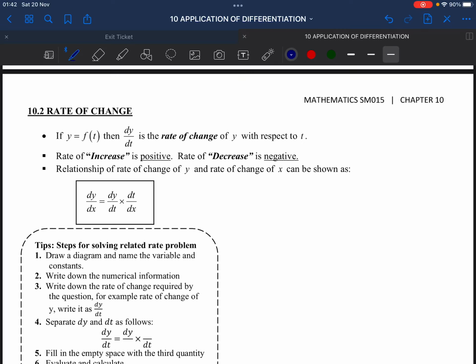Okay, now we are in the last part of chapter 10, which is finding a rate of change. So what is a rate of change? Let's say the question asks for the rate of change of y. We write that as dy over dt. It must always be over time, dy over dt. So how are we going to solve a rate of change question?